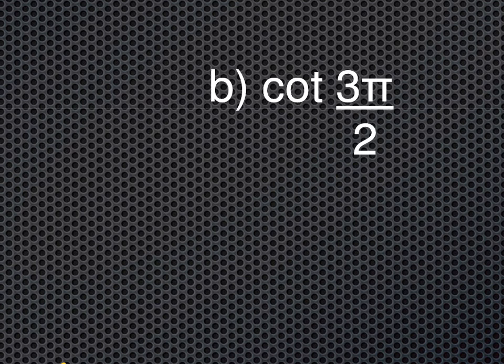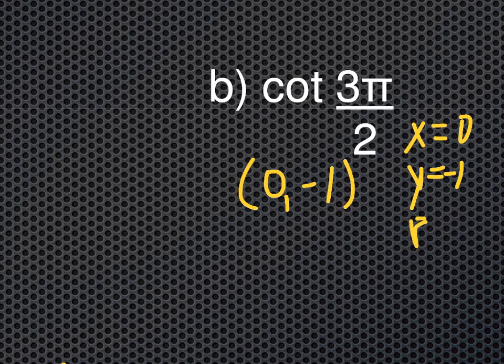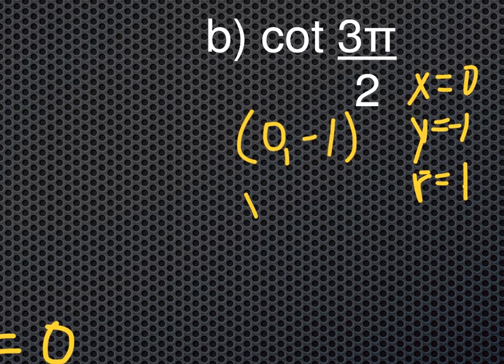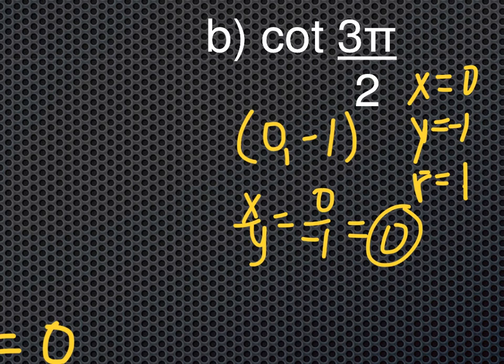Cotangent. Well, what is the ordered pair for 3 pi over 2? 0, negative 1. Okay. Remind me again. So x is 0, y is negative 1. If I use the Pythagorean theorem, what would r be? Positive 1. Cotangent is what over what? X over y. So x is 0, y is negative 1. What would my cotangent of 3 pi over 2 be? 0. Okay, good.